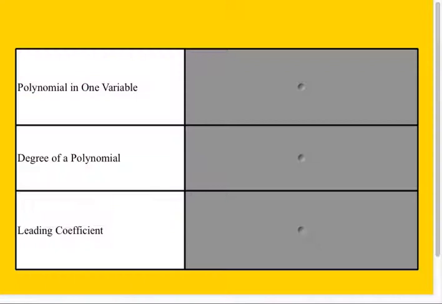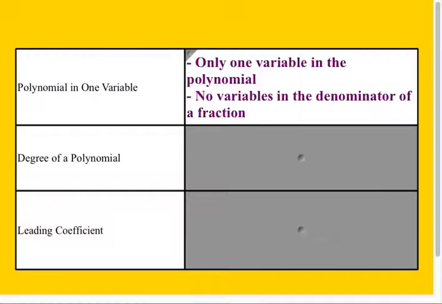So let's talk about what a polynomial is. Okay, a polynomial in one variable. So what it's saying is that there's only one variable in a polynomial. To be classified as a polynomial, you cannot have multiple variables. So either you have all x's or all y's. You can't have like a's and b's. You could have just a, but you can't have both written in there.